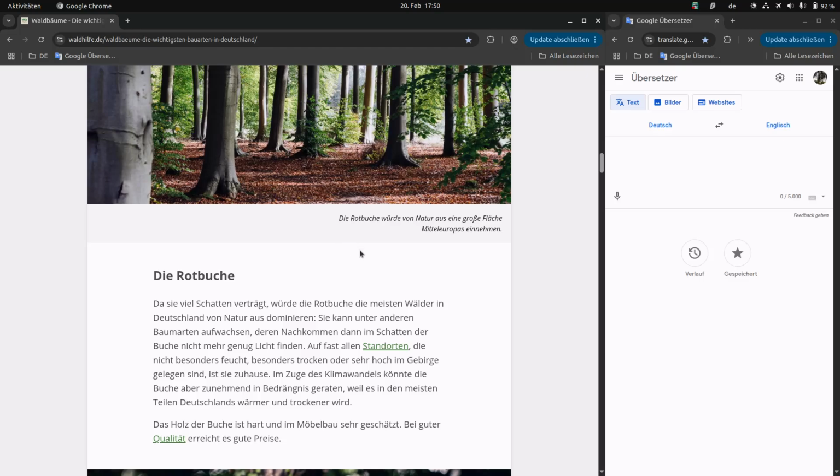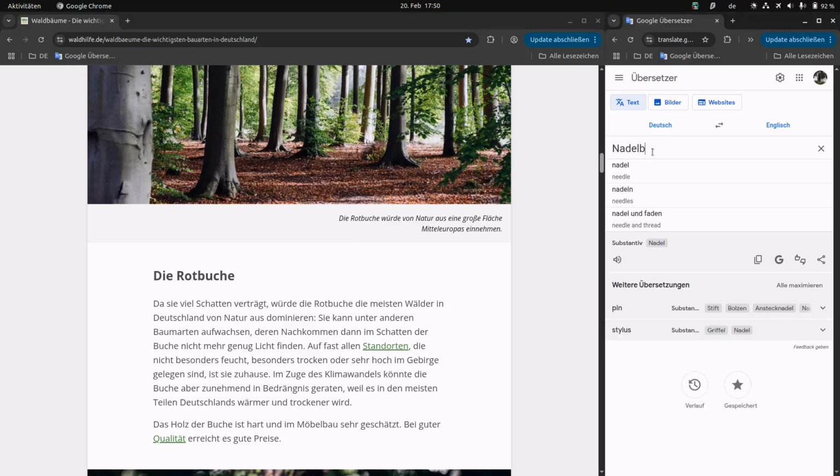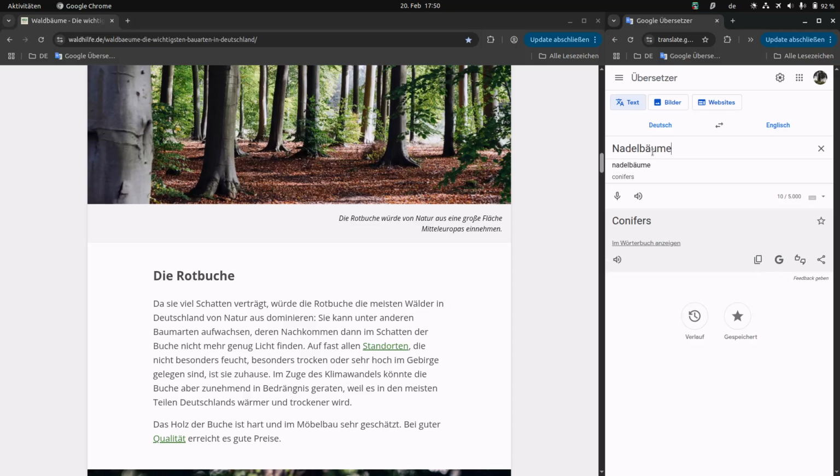Today we have the Rotbuche. Last week we had the Kiefer, and the week before the Fichte, which were both evergreens, I think you call them. In German you basically call them needle trees, Nadelbäume, which is the plural of Baum, Bäume from Baum, sorry. Nadelbäume, needle trees, so coniferous trees basically, or evergreens.